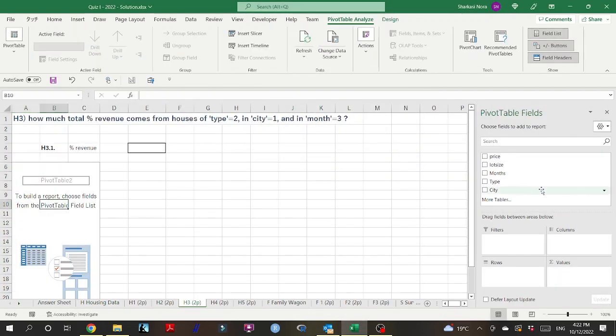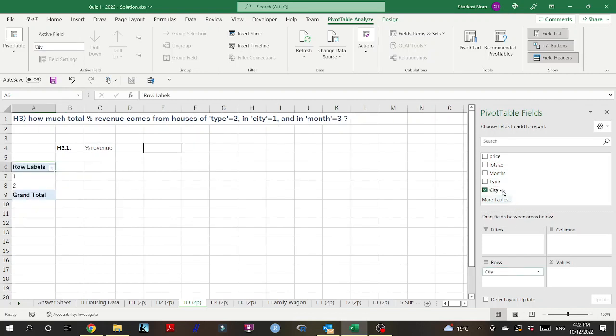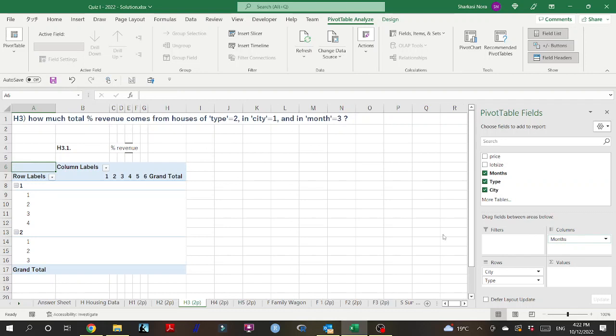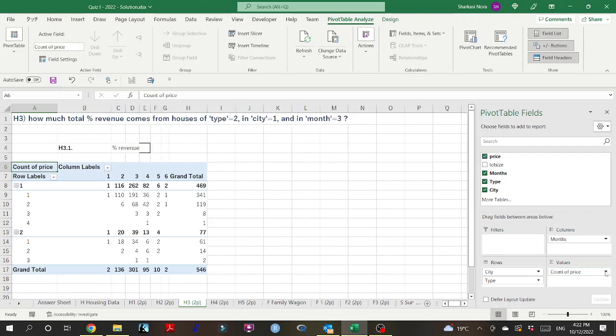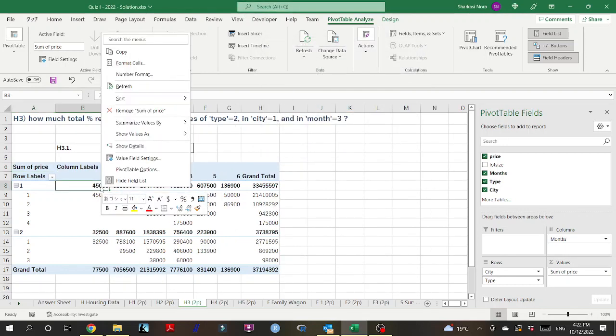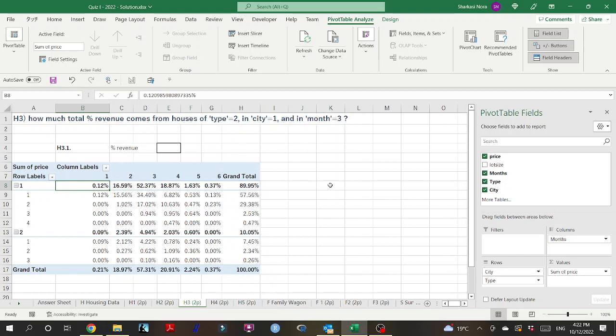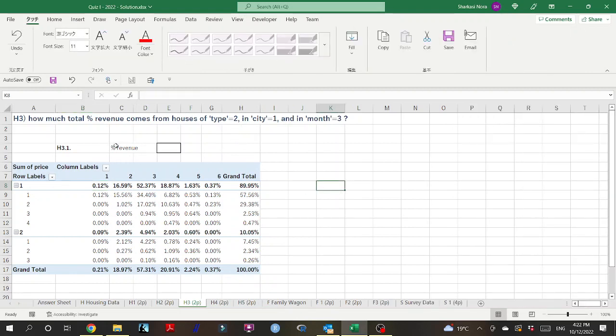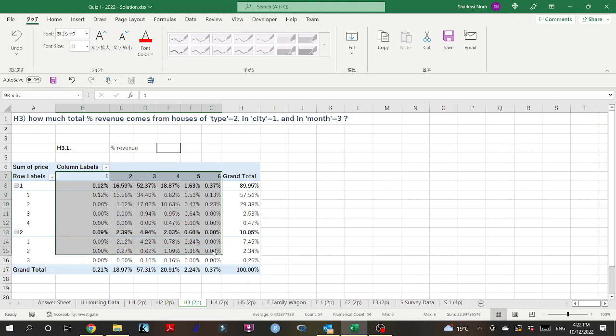And over here, I'm going to have a pivot table for type and city. So let me start with the city because we have 2 cities, and then we have the type, and then we have also the month, and then I need the revenue, so I'm going to take the price and throw it in there. I want the total percent revenue, so it's not the count of price, it's rather the sum, and I want it to be in percentages of the grand total. So now we're fine to go. So let's see what the answer is. You see, it's not really difficult.